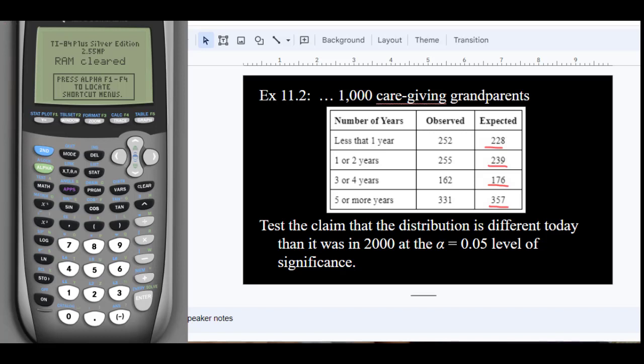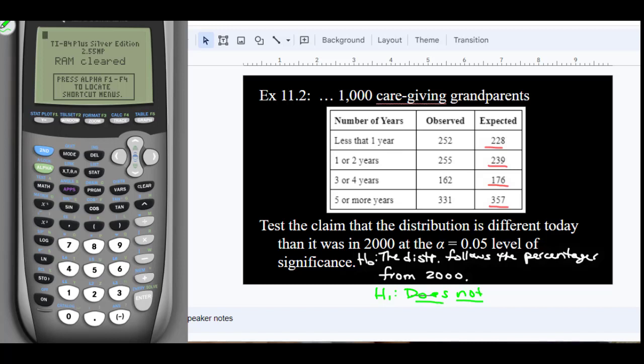Let's go ahead and state our null hypothesis. The null hypothesis is the distribution follows the percentages from the year 2000. And then the alternative hypothesis is the same thing, but it's going to be that it does not follow that distribution.